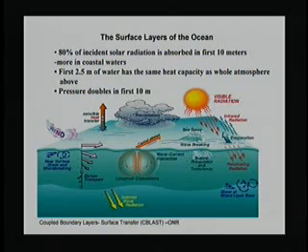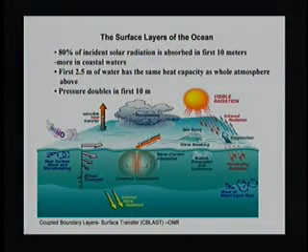There's an important point that the first 2.5 meters of the water column has the same heat capacity as all the dry atmosphere above. That is, it takes as much heat to raise the temperature of those 2.5 meters 1 degree as it would take to raise the temperature of the whole atmosphere 1 degree. So the ocean has an incredible ability to store heat.